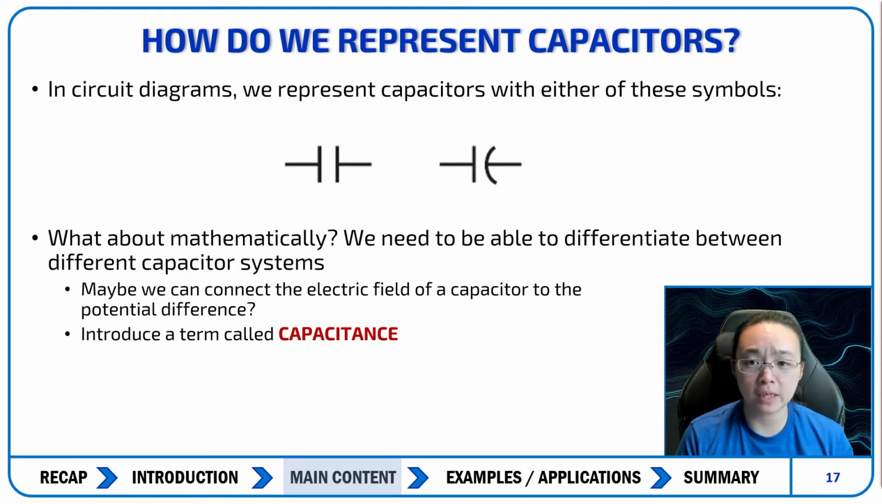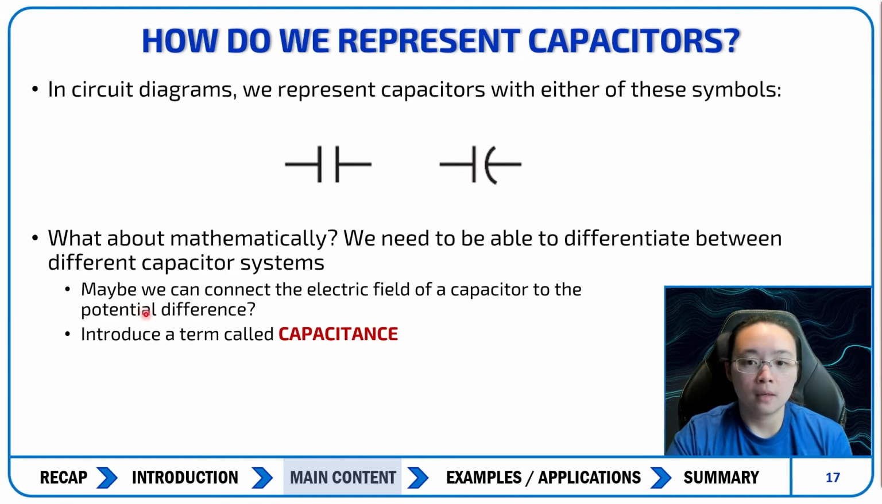Now, how do we represent capacitors? We are going to be taking a look at circuits eventually. So in circuit diagrams, we represent capacitors with either of these two symbols. Commonly, we just use this. Now, next, we do want to be able to determine capacitance mathematically. So we don't just want to be able to label circuit diagrams. We need to be able to differentiate between different capacitor systems and figure out how to calculate capacitance.